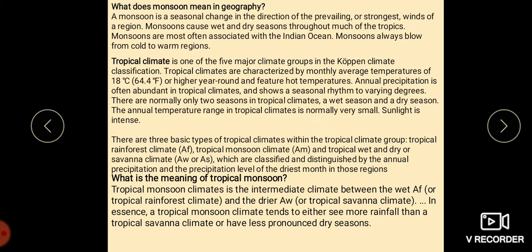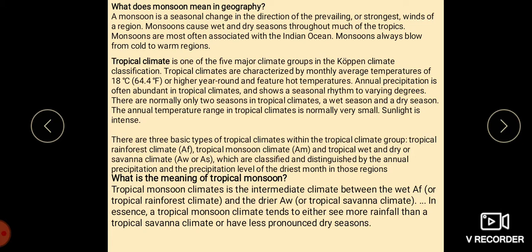So what do we mean by tropical climate? A tropical climate is one of the 5 major climate groups in the Köppen climate classification. Tropical climates are characterized by monthly average temperatures of 18 degrees centigrade, that is 64.4 degrees Fahrenheit, or higher year round, and features of hot temperatures. Annual precipitation is often abundant in tropical climates and shows a seasonal rhythm to varying degrees.